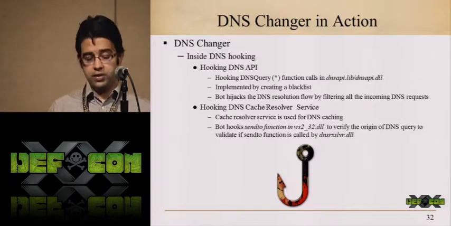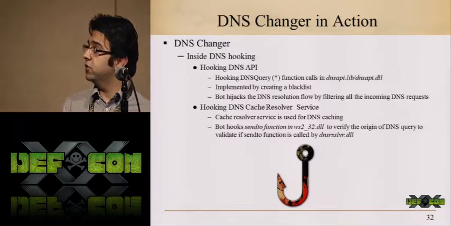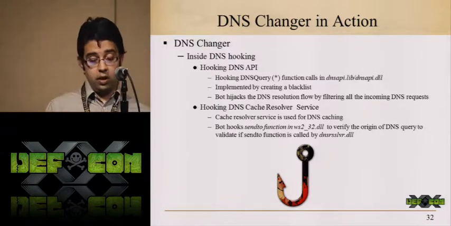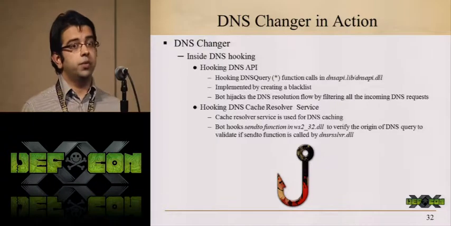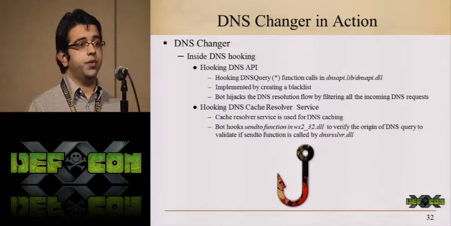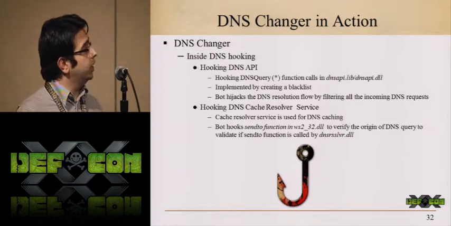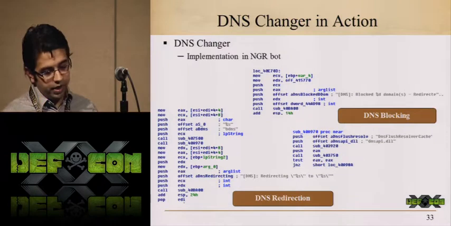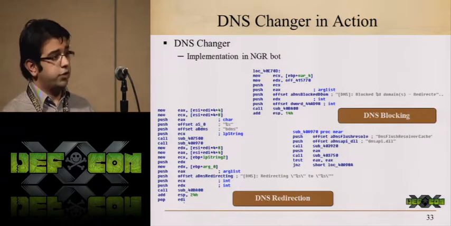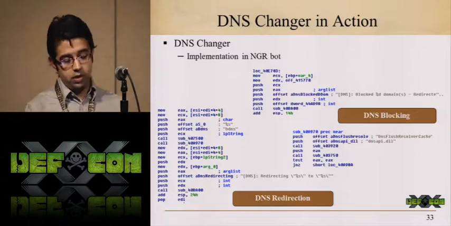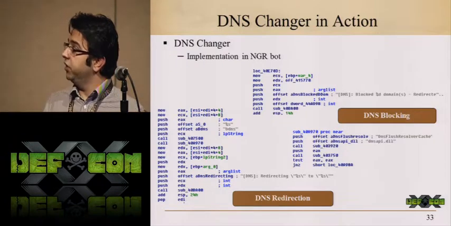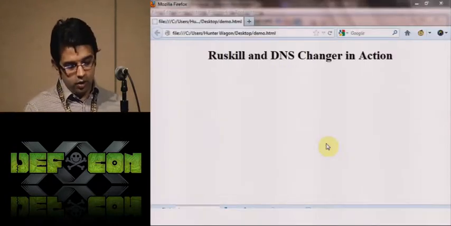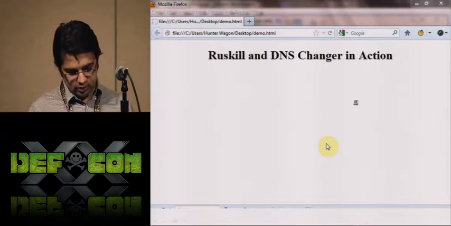Another way of doing the hooking is you can exploit the DNS cache resolver service and check whether the sendto function has been hooked or not. These two things were even implemented by the Conficker virus, but it's still going fine. The latest breed of botnets are also using it. And how they are doing it, let's take a look. When we disassemble the bot and get an idea of how they are doing it, this is the functionality being provided by the NGR bot. It can block the request, it can redirect the DNS request, and do certain things like that. Let's take a look at how it does that.